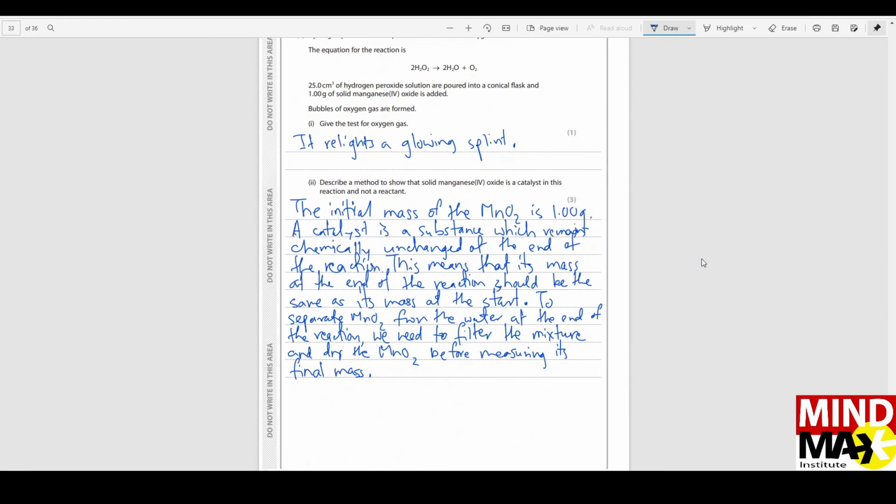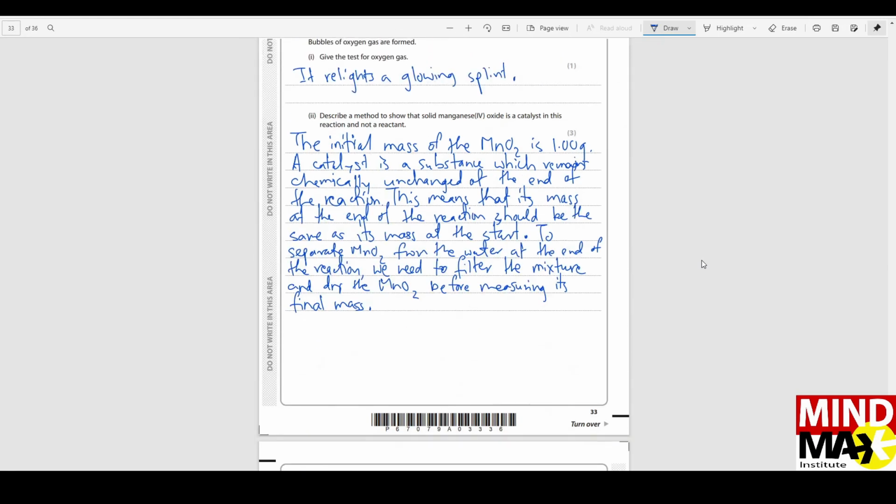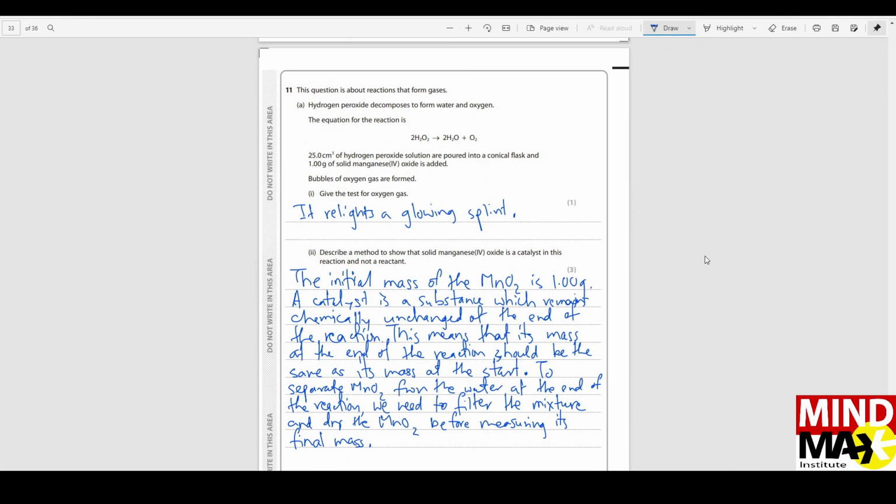Then number 11, this is, I believe, the last question. Yes. So give the test for oxygen: it relights a glowing splint. Describe a method to show the solid manganese oxide is a catalyst in this reaction. So what do we know? Catalysts are substances which remain chemically unchanged at the end of the reaction. That means their mass doesn't change. The mass at the beginning will be the mass at the end. So we have to measure the mass at the start, which we have already measured. It's 1 gram. And then after the reaction is over, we have to measure the mass again.